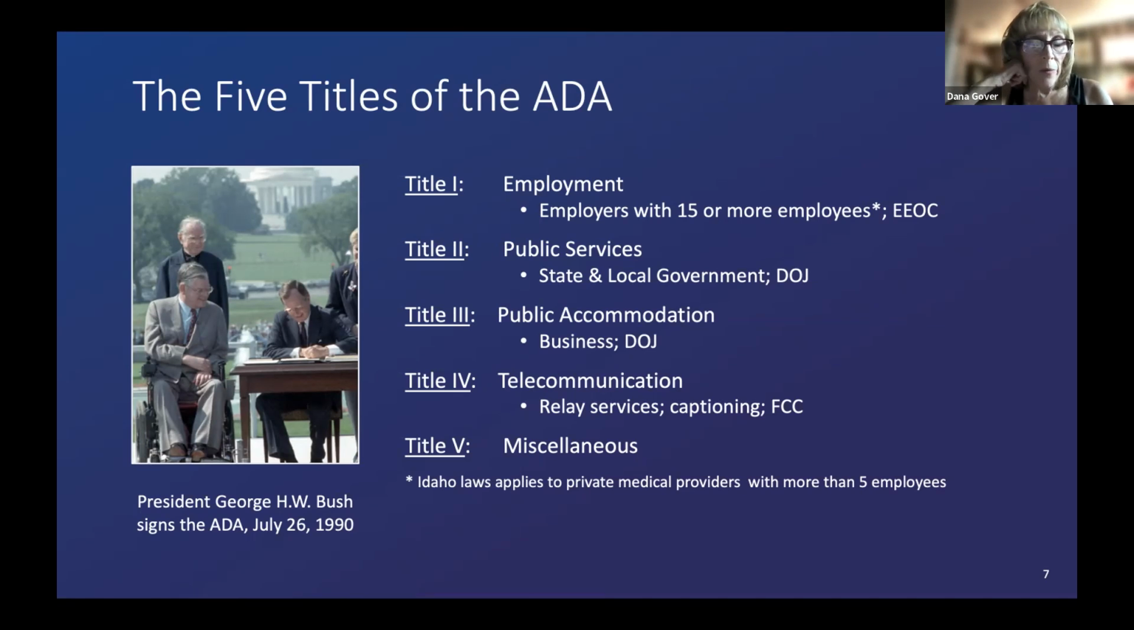I just put this information in there to let you know that you must comply with Idaho state law too. Title II has to do with public services, and it is state and local government. The one you want to focus on is Title III, which is public accommodation, which is private businesses and nonprofits that would include medical practices and hospitals. Title IV is telecommunication, that includes relay services and captioning, and a lot of that has to do with the FCC. And Title V is miscellaneous.